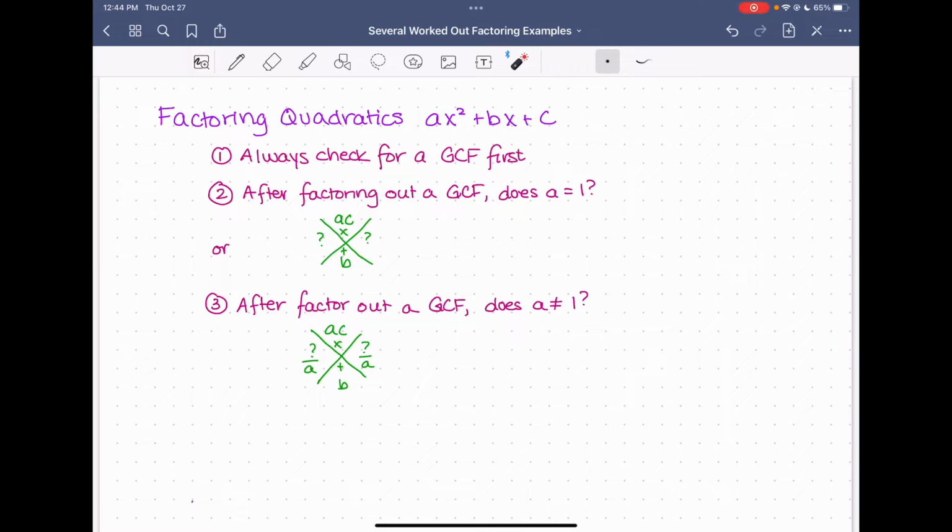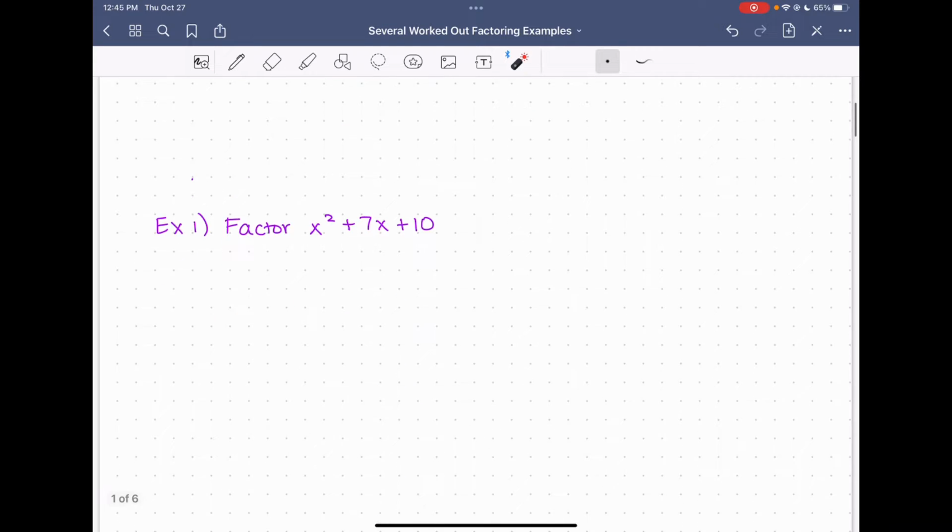After that, either a equals 1 or it doesn't. If a equals 1, we use this version of the x, and if a doesn't equal 1, we'll use this version of the x. This version just has a little extra step of dividing by a. It's the only thing. Okay, let's do some examples.